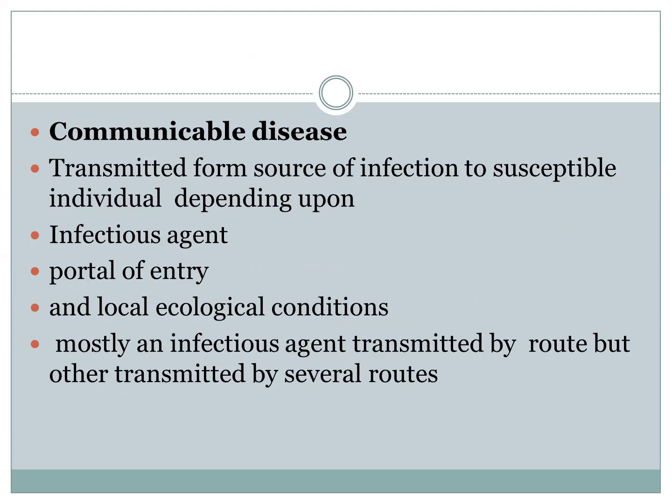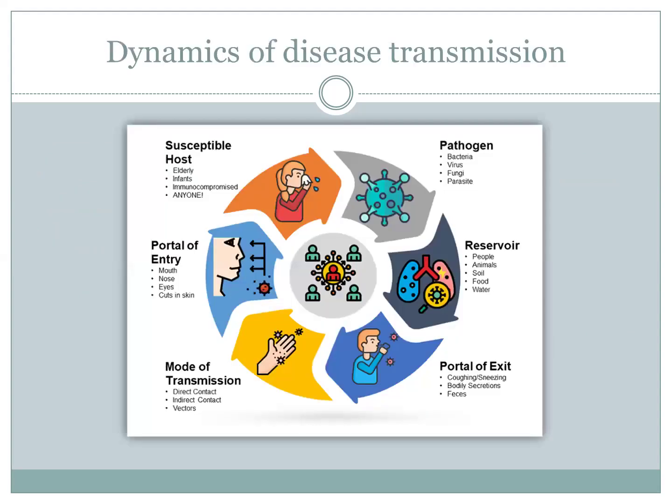Then communicable diseases. It is transmitted from source of infection to susceptible individual, and it is dependent upon infectious agent, portal of entry, and local ecological conditions. And mostly an infectious agent is transmitted not by one route; some are transmitted by one route, but others are transmitted by several routes. So next we will study the dynamics of disease transmission. The dynamics of disease transmission include susceptible host, pathogen, reservoir, portal of exit, mode of transmission, and portal of entry.